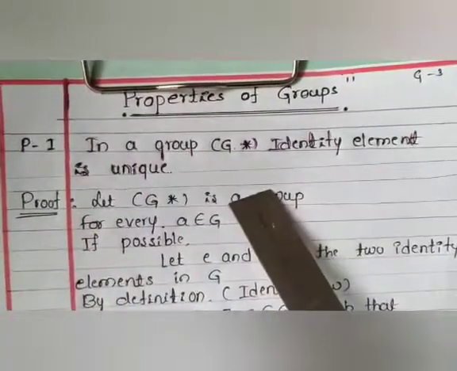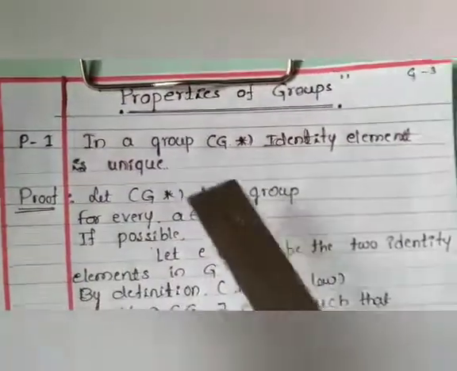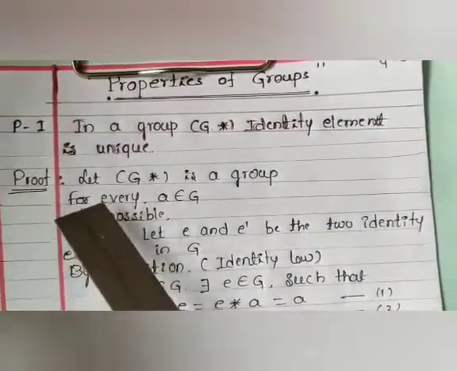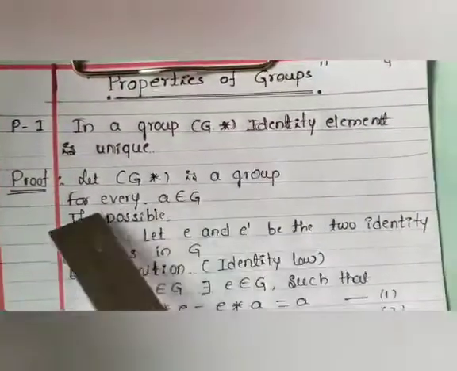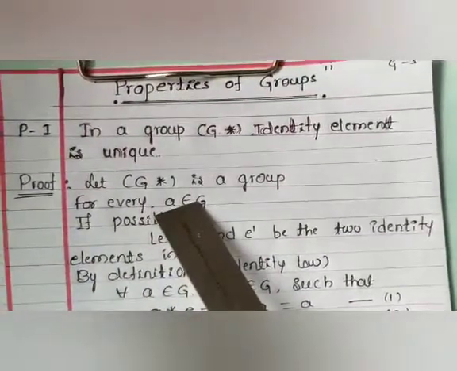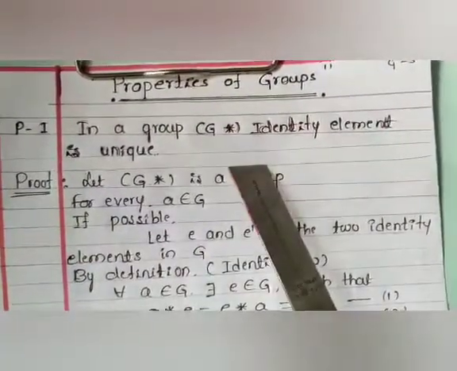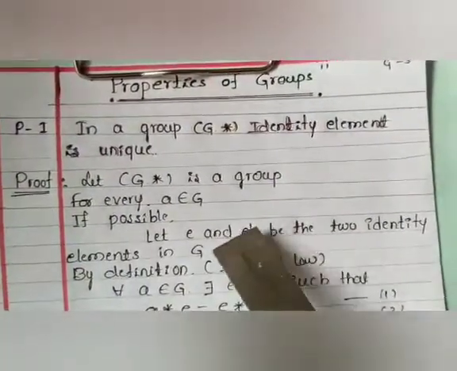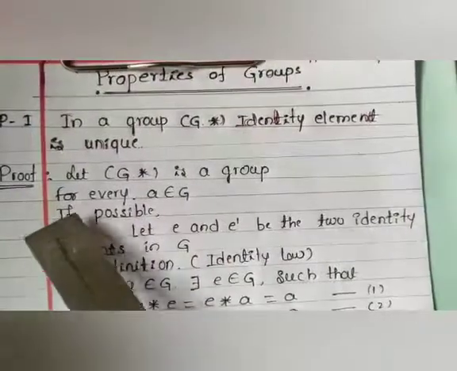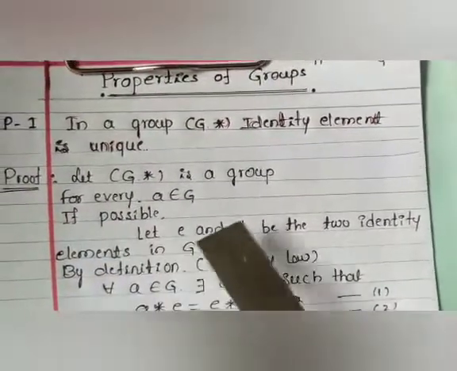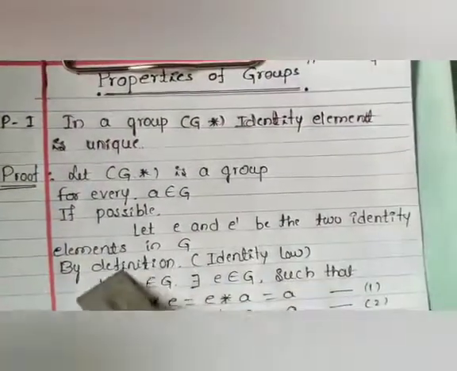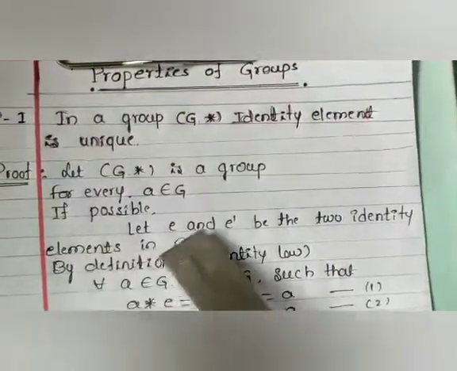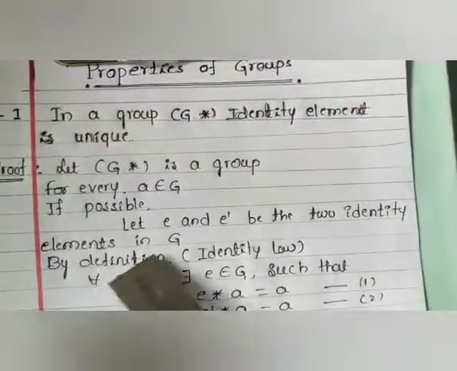Let G star be a group. G star is a group means all the four laws are satisfied. Consider any one element in G, for every a belongs to G. We know that identity element is unique, but how to prove it? Suppose we take two identity elements, then what happens? If possible, let e and e dash be the two identity elements in G.